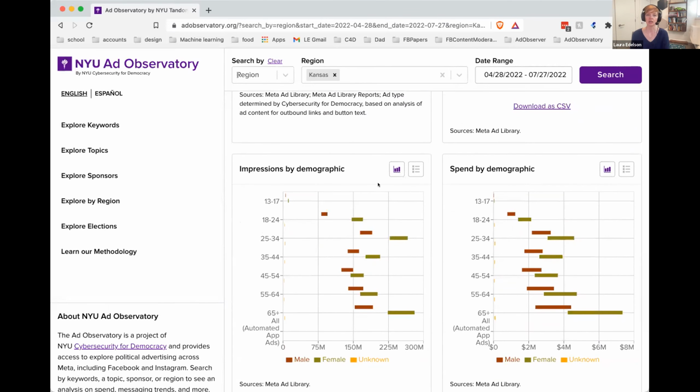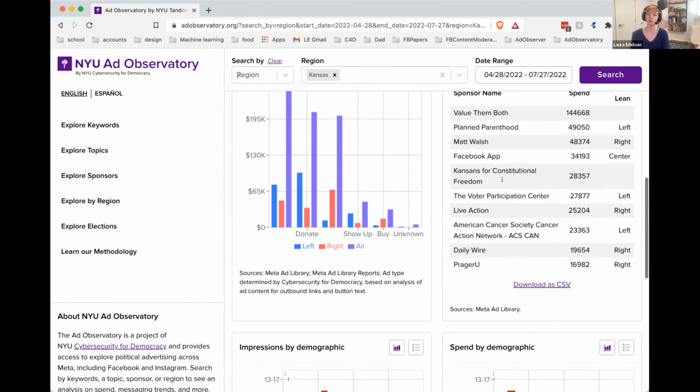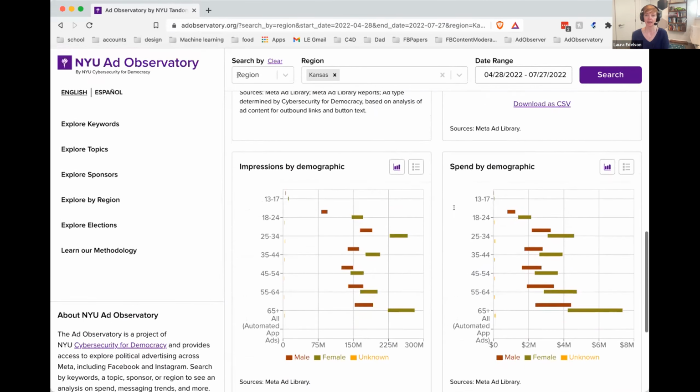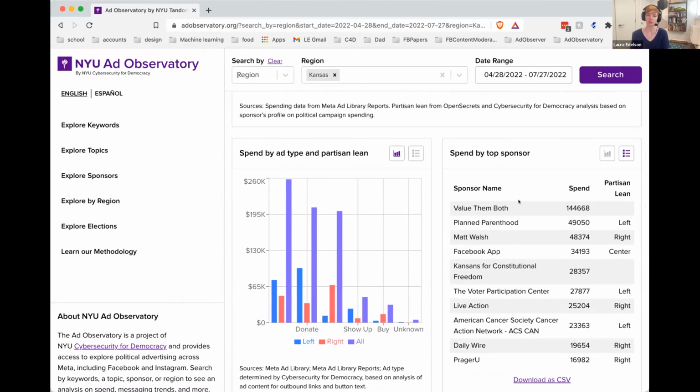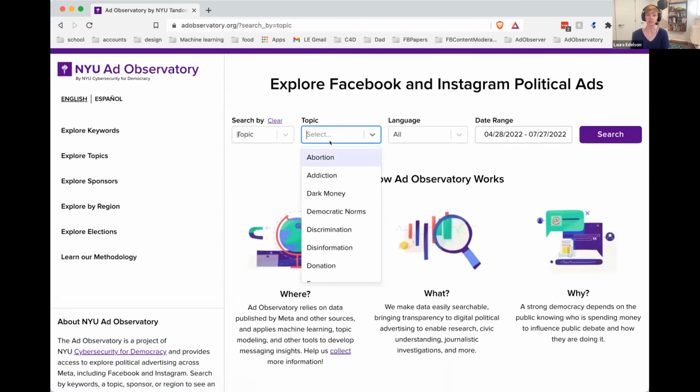And we can also see the spend and impression by demographic. So this is who is doing the spending. This is who is seeing the ads. So as we can see, abortion was a huge issue driving spending in Kansas. But we might want to look at the abortion topic more broadly, and we might want to better understand how people are spending money on this topic across the nation.